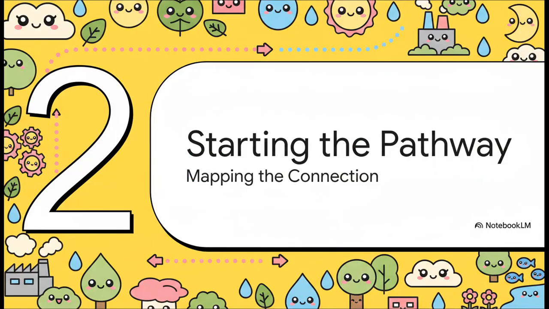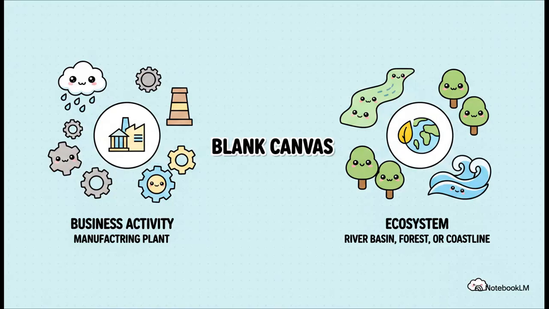All right, let's get our hands dirty and start building this thing. We're going to create what's called a dependency and impact pathway. Sounds technical, but trust me, it's all about making this relationship super clear. So, meet the two main players in our little story here. Over on the left, we've got a business activity. Let's just picture a manufacturing plant, right? And on the right, we have the ecosystem it's sitting in. Could be a river basin, a forest, you name it. This is our blank canvas.